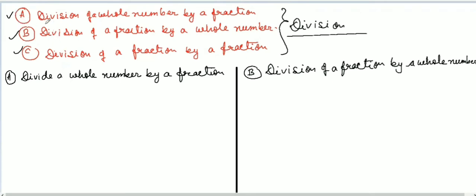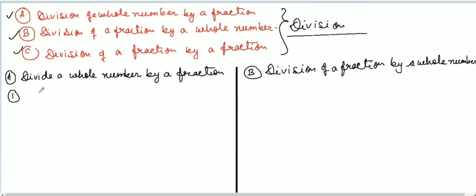First part I have taken division of a whole number by a fraction. Second part is division of a fraction by a whole number. Third part is division of a fraction by a fraction. So let's take the first one, divide a whole number by a fraction. Let's move on to the question here.